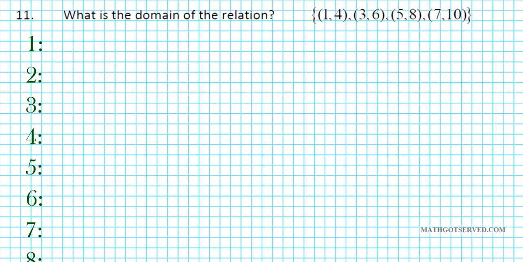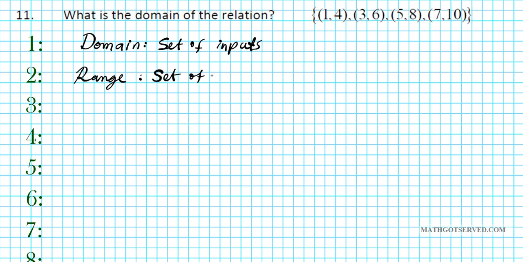All right, let's take a look at the last question in this installment. The question is, what is the domain of the relation 1, 4, 3, 6, 5, 8, 7, 10? Now, we have to remember that the domain is a set of the inputs, and the range is a set of the outputs. Okay, so let's go ahead and write that down. Domain is the set of inputs, and the range is a set of outputs.